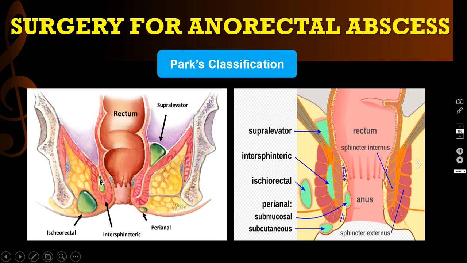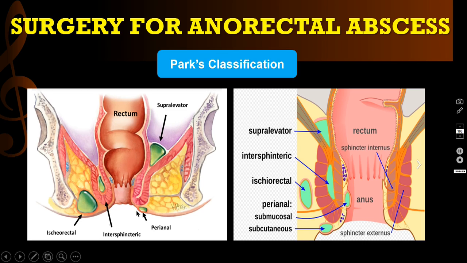And from here, this can gravitate down to the perianal region. This is perianal abscess, or it can migrate through the sphincter into the ischiorectal space, forming the ischiorectal abscess, or it can migrate above the levator ani, forming the supralevator abscess or pelvirectal abscess. So these are the four types.